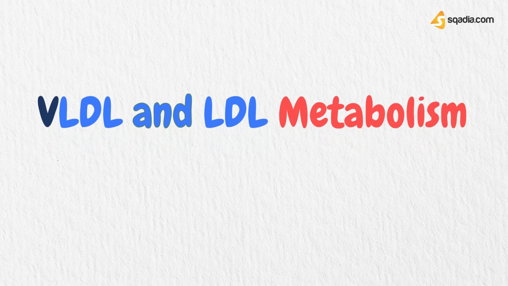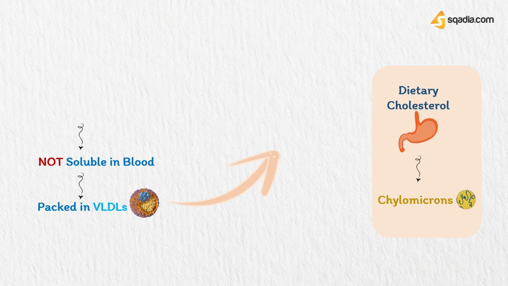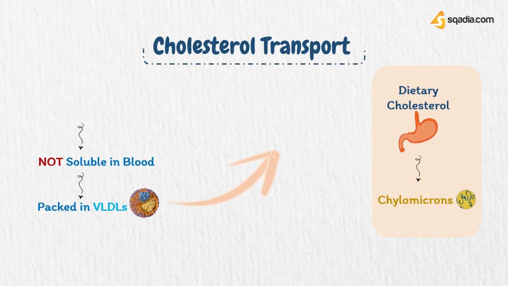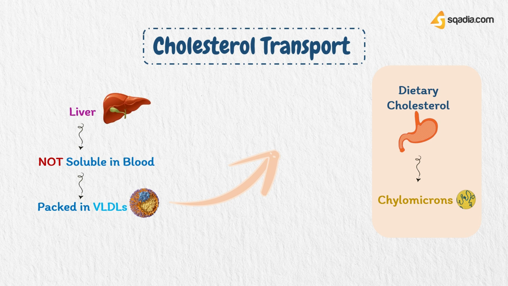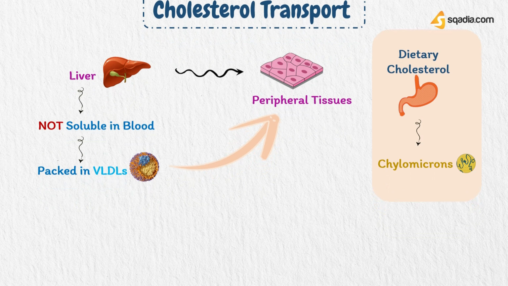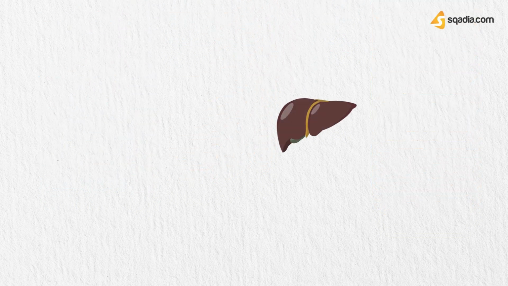In our last video on carbohydrates to cholesterol metabolism, we discussed cholesterol transport from the liver to peripheral tissues. Now let's get our concepts clear on the transport that takes place to and from the liver and learn how this process actually takes place.